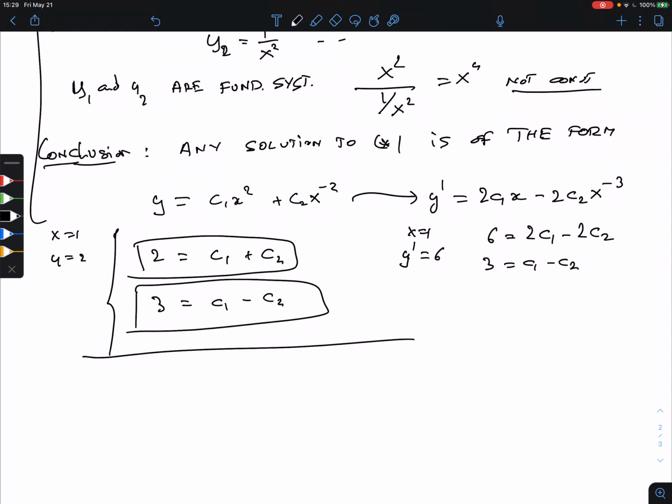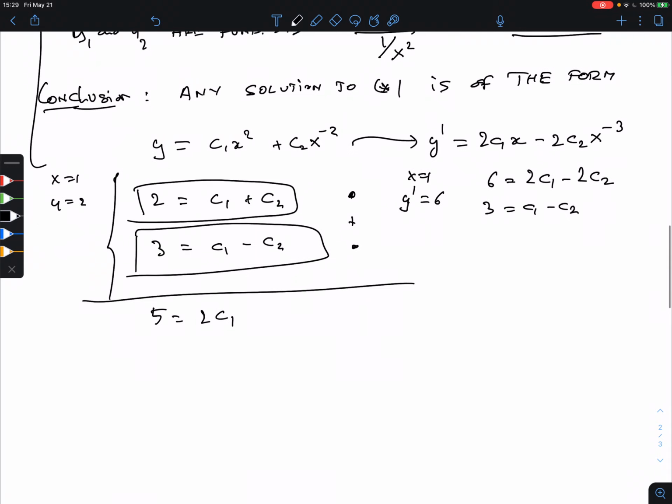Of course, here it is very simple. I take this equation and add it to this equation. Then I get 5 equals 2 times C1, because the C2's cancel. And so I see that C1 is 5 halves. Now I can plug that in, for instance, in here. Then I have 3 plus C2 is C1. So that is 3. Oh, I have C1, sorry.